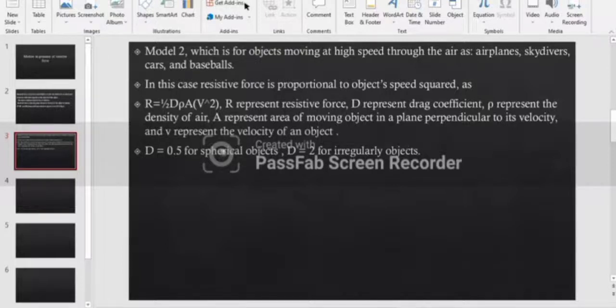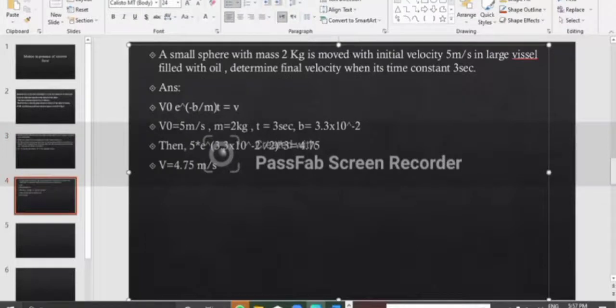We can see some examples about the two models, or some problems. As shown, a small sphere with mass 2 kg moves with initial velocity 5 meters per second in a large vessel filled with oil. Determine the final velocity when its time constant is 3 seconds.